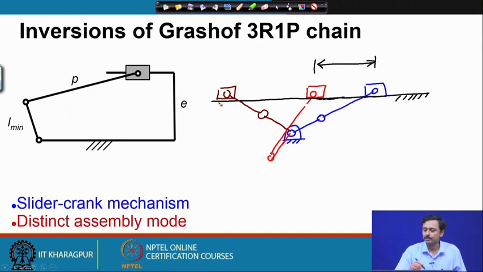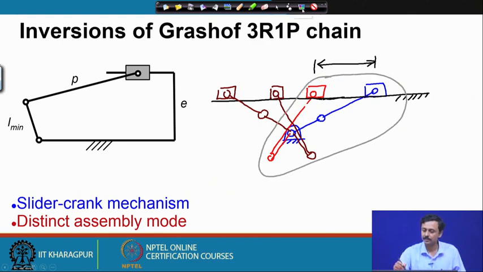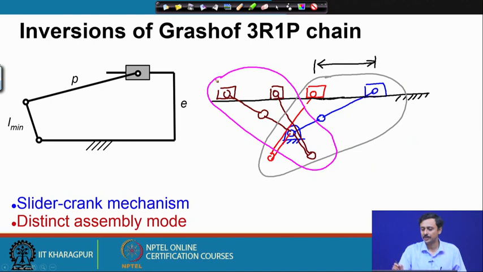I can put the slider on this side and assemble the mechanism. In that case, it might oscillate between these two limits. Now, it cannot go from this assembly configuration to this assembly configuration. As you can see, the slider can only oscillate between these two. Here it can oscillate between these two. So, there are two distinct assembly modes of a Grashof chain, as we have seen before also for a 4R chain. The slider cannot cross over from one to the other.